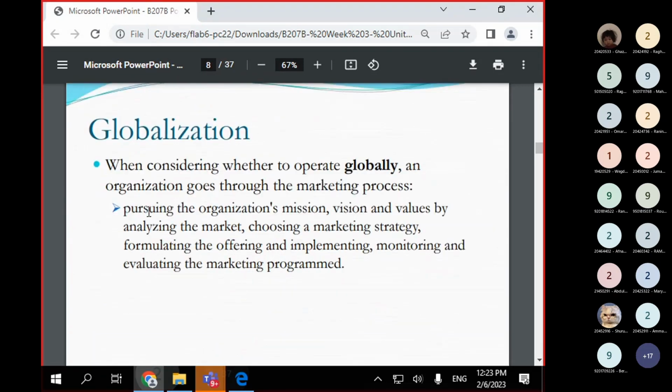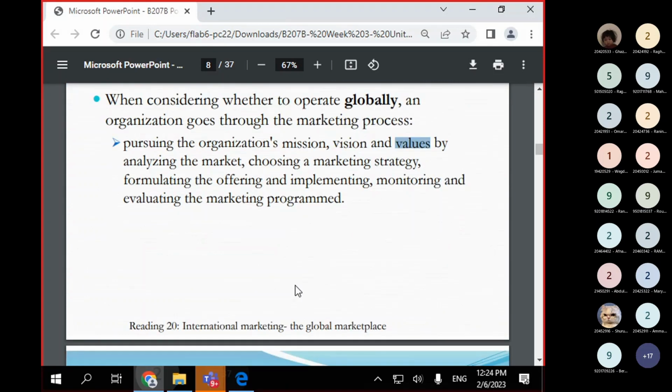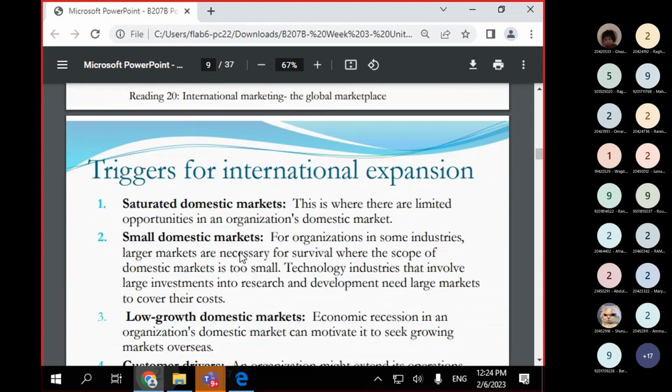So here in marketing, we need to pursue the mission, the vision, and the values by analyzing the market, choosing a marketing strategy, and formulating the offering. The word offering is a keyword here and very important. It consists of the 4 P's of marketing, the marketing mix. You want to implement, monitor, and evaluate the market over there.